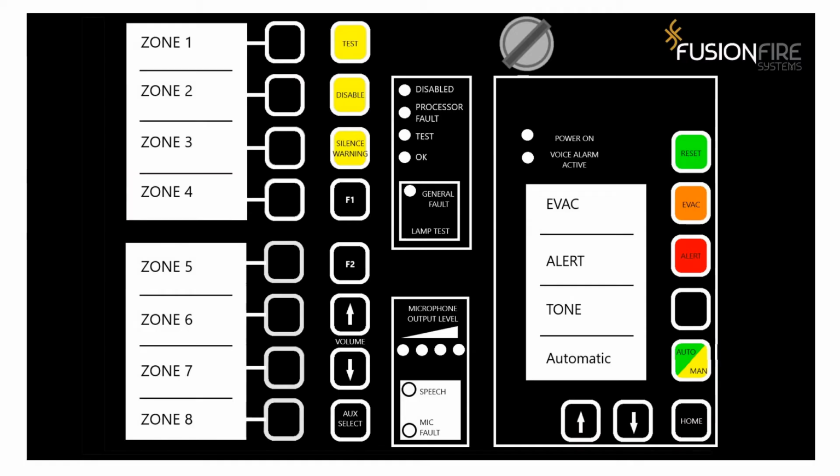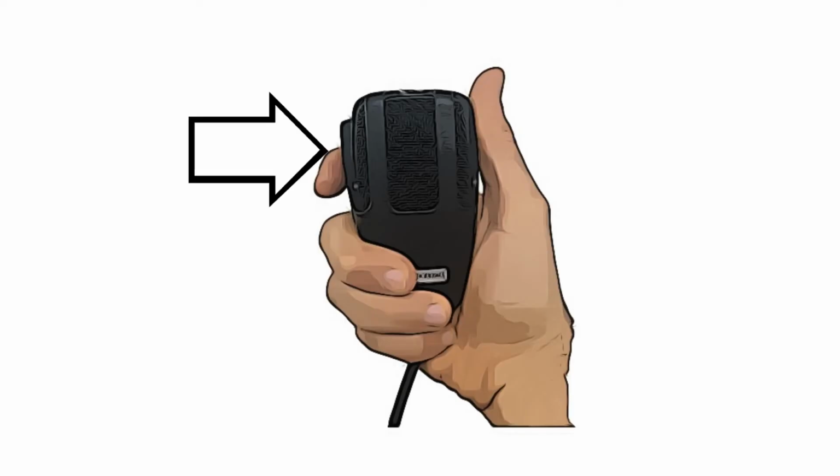If you want to make an announcement to all the zones using the microphone, please pick up the microphone and press the activation button on the side of the microphone. You can now make your announcement that will be broadcast throughout the site.